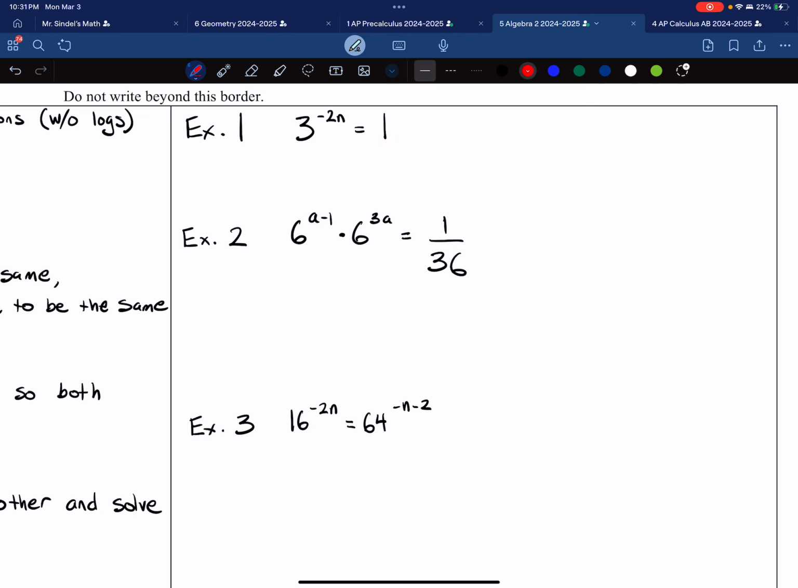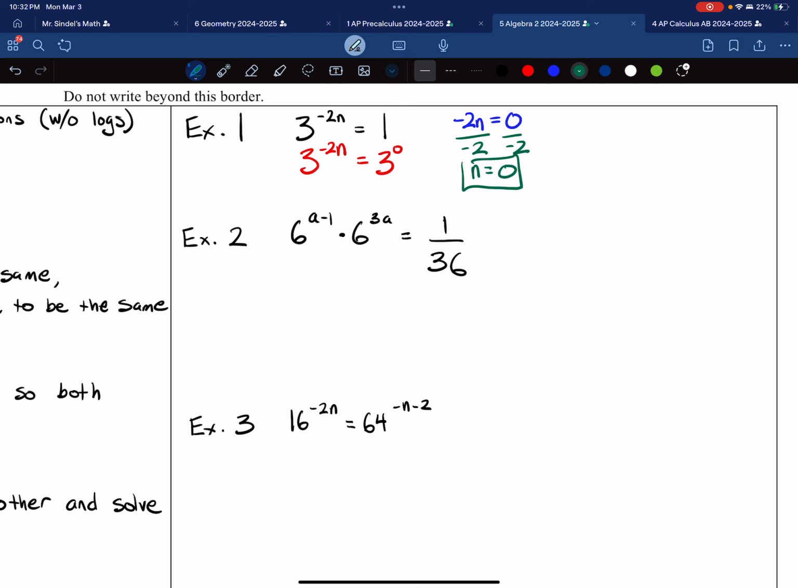Watch what I do here. This is going to be 3 to the power of negative 2n. I have not changed the left, but the right side is going to be 3 to the power of 0, because anything to the power of 0 is just 1. And now I have the same base, and I can set their exponents equal to one another. I can now say that negative 2n, the exponent on the left, is equal to the exponent on the right, which is equal to 0. I can divide both sides by negative 2, and I get n is equal to 0.